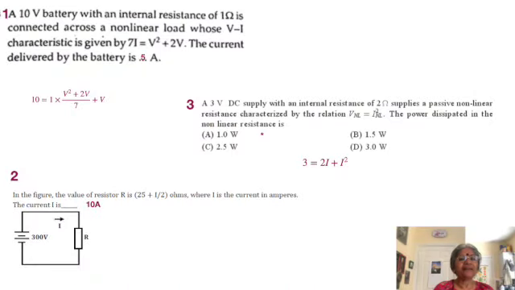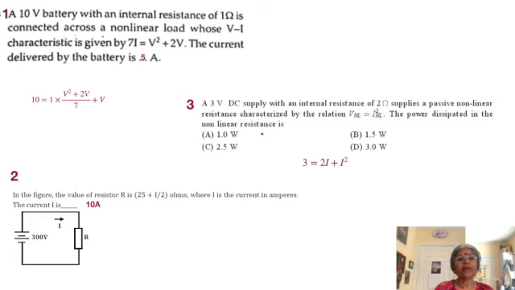Question number 1: we have a 10-volt battery with an internal resistance of 1 ohm connected across a nonlinear load. Still Kirchhoff's law is applicable. Kirchhoff's laws are applicable to linear or nonlinear or any kinds of elements. The load's VI characteristic is given by 7I = V² + 2V. The current delivered by the battery is, of course, I.